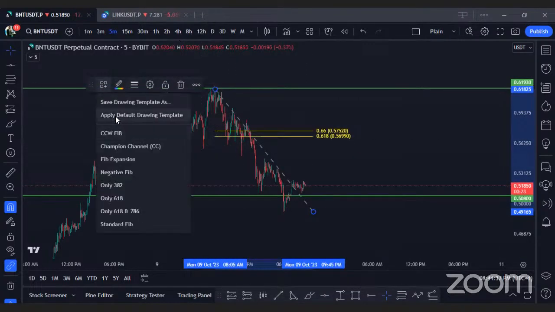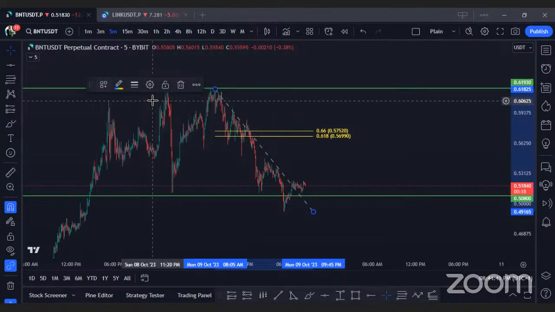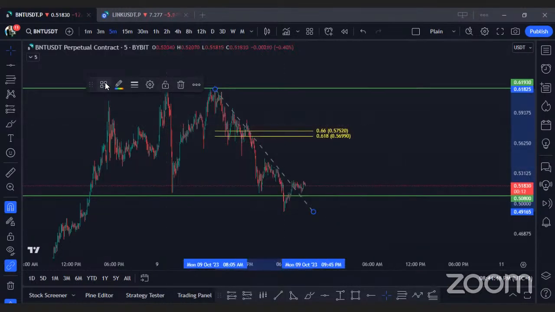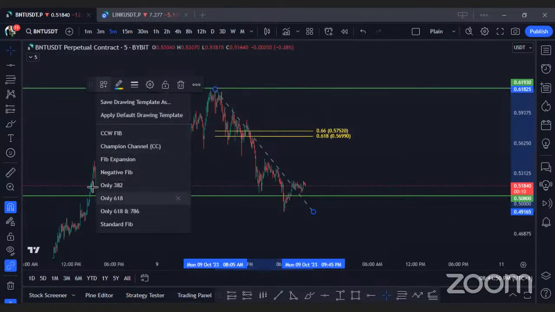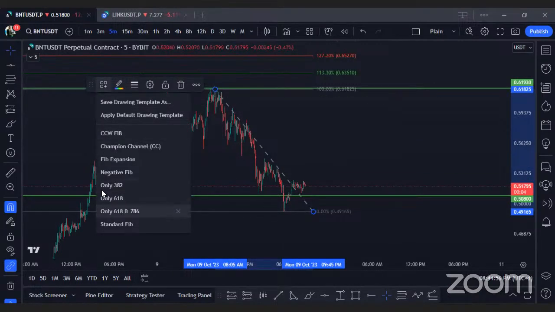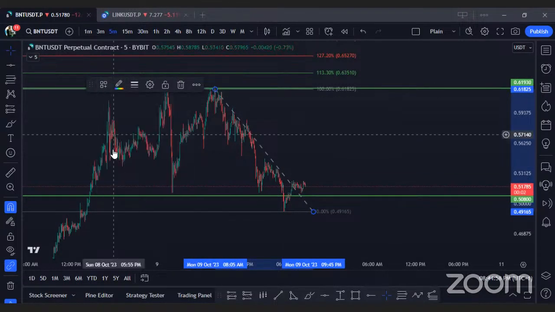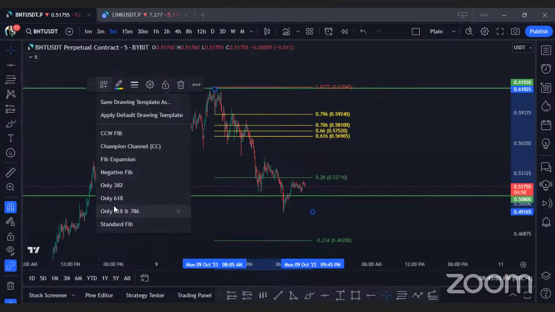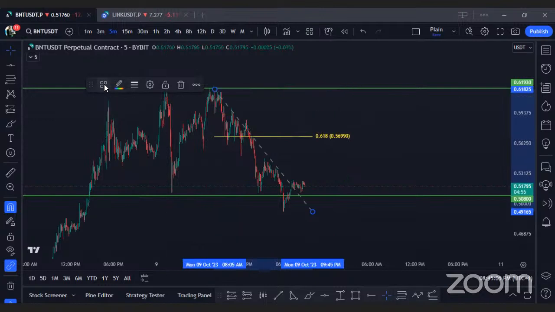Then you come in here and you see where it says save drawing as template. You click on that and type whatever name you want, then click save. So that when next you come, you can always see it there and select the template that you want. If I want to select my expansion tool, it will give me those expansion levels. If I want to select my CCW levels, it gives me those levels.